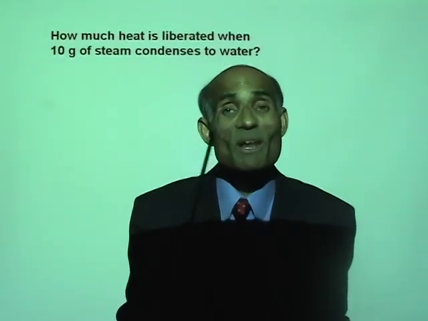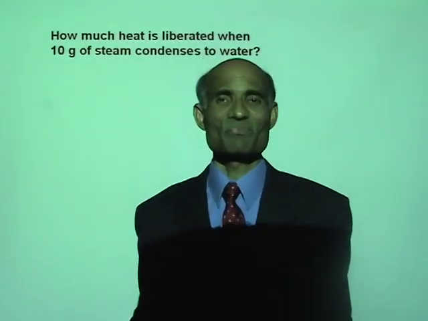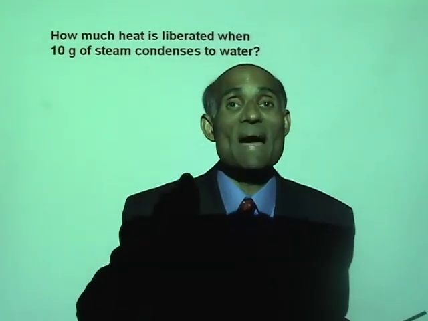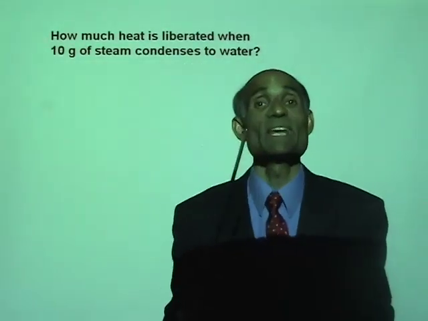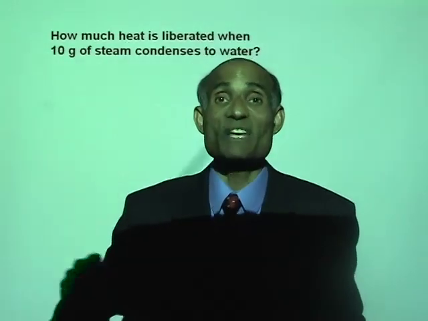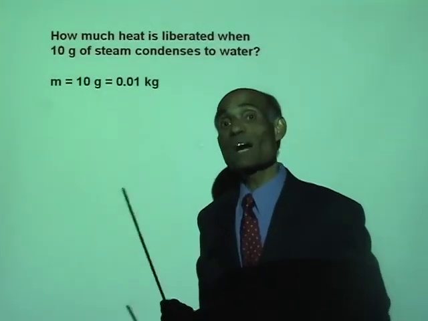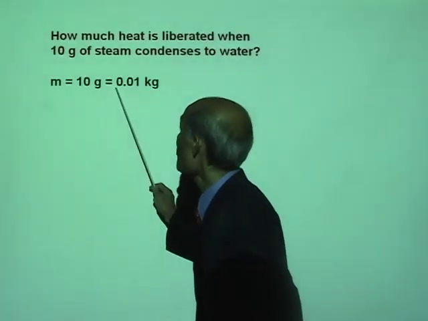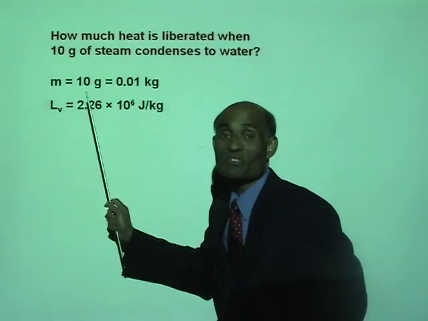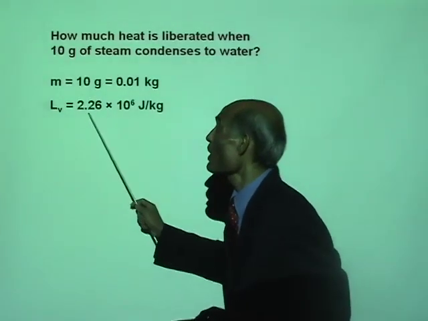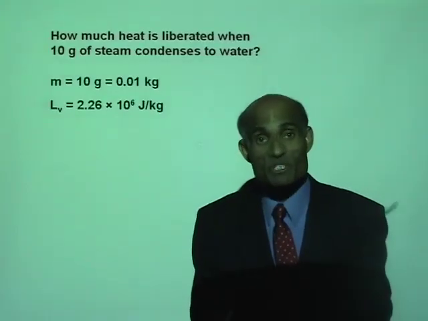Alright, now what is the formula for the amount of heat during a change of state? Q equal to mass times latent heat. Is that right? And in this case, the latent heat is of vaporization. Alright, the mass is 10 grams, but you need to write that in kilograms. 10 grams is 0.01 kilogram. The latent heat of vaporization of water is 2.26 times 10 to the 6 joules per kilogram. I gave it to you earlier.